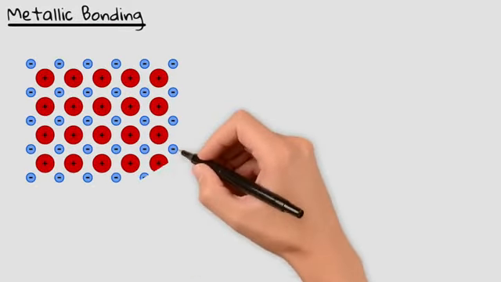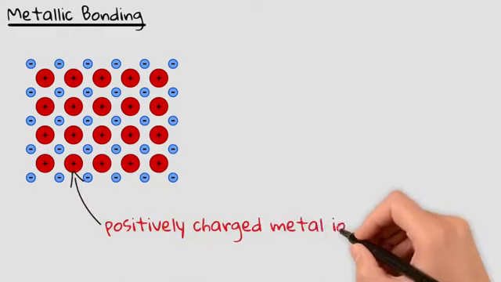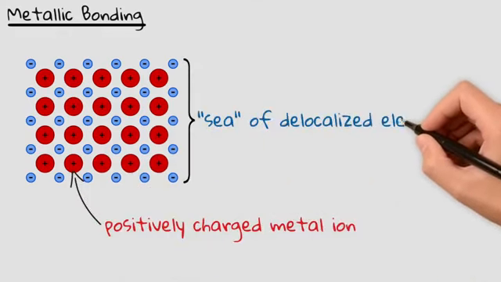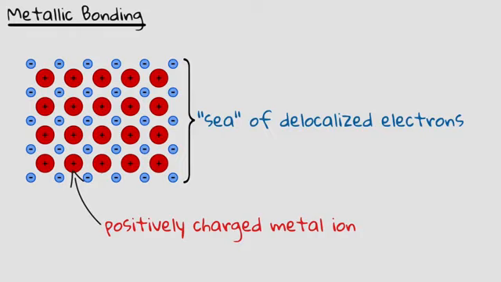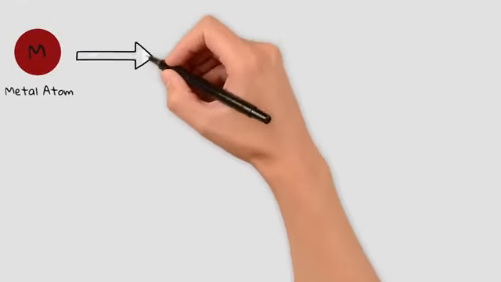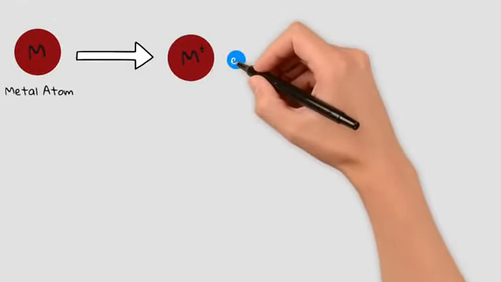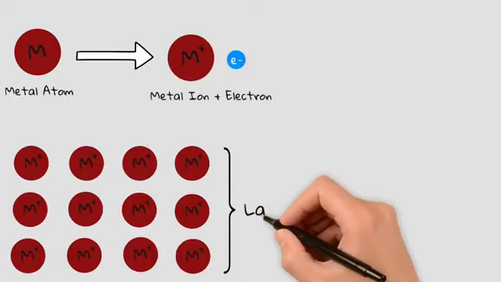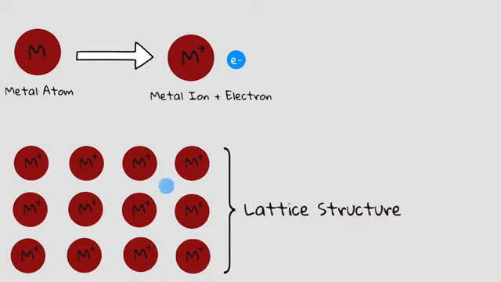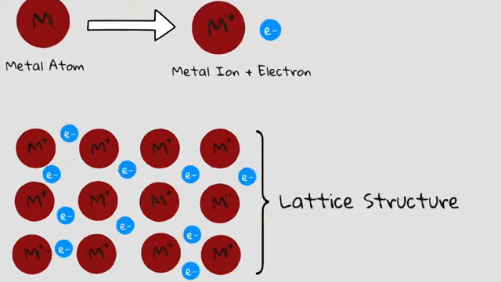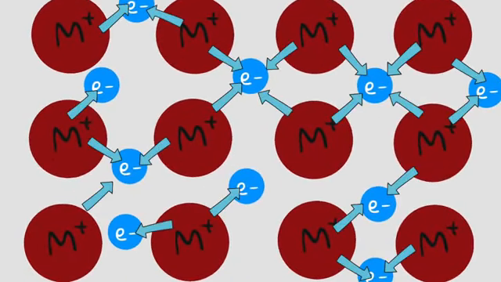Unlike ionic or covalent bonding, metallic bonding is the attraction between positively charged metal ions and a sea of delocalized electrons surrounding them. This unique structure gives metals their key properties. Let's take a closer look. In a metal, atoms lose their outer electrons, forming positive metal ions arranged in a lattice structure. The lost electrons don't stay with one atom, instead they move freely throughout the entire structure, creating a so-called sea of free electrons. These delocalized electrons hold the metal ions together with a strong force of attraction.